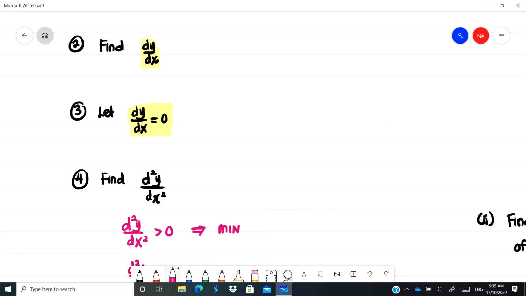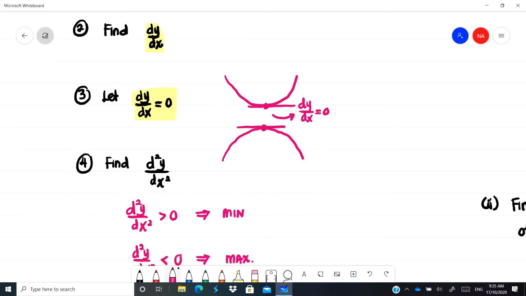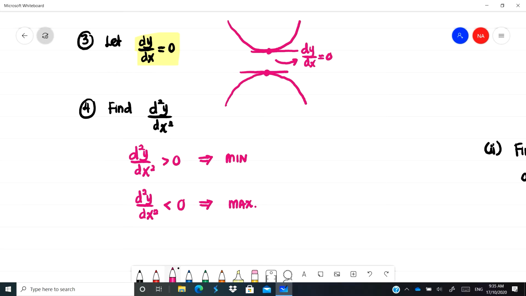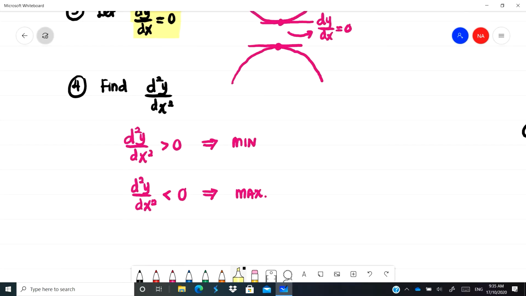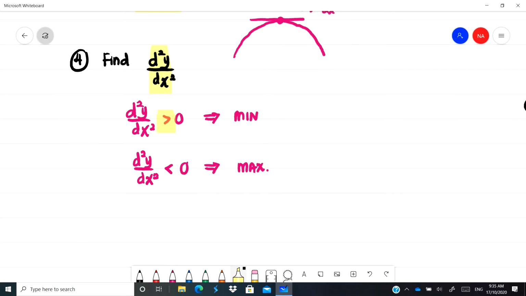When you have a graph like this, at the turning point here we know that dy over dx is actually 0, but we don't know whether the point is a maximum or a minimum. To check that, we have to find the second derivative. The rule for the second derivative test: if d squared y over dx squared is greater than 0, then it is a minimum. But if it is less than 0, then it is a maximum.